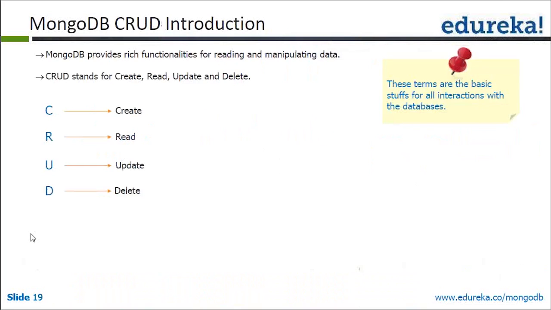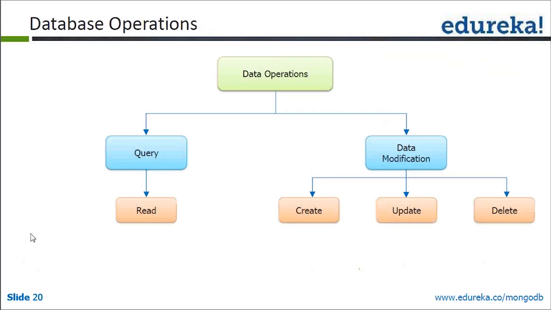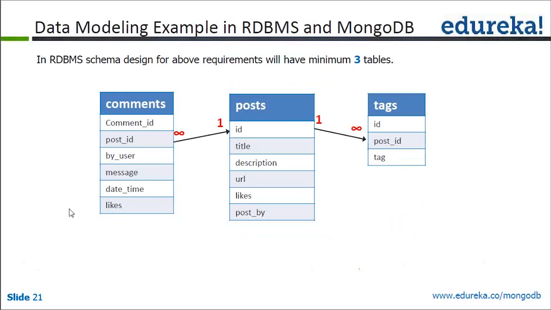Coming to the CRUD introduction, MongoDB supports read and write operations. Mainly we can divide them into two types of operations: query and data modification. Read operations come under query, and create, update, delete come under data modification. We'll see all of this. Now let's start with our actual example.